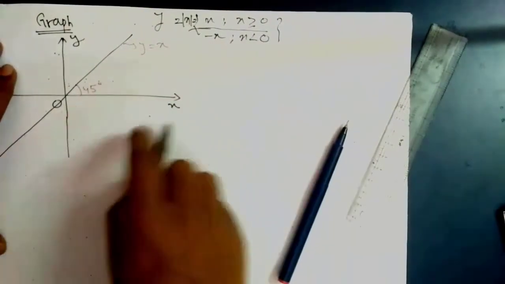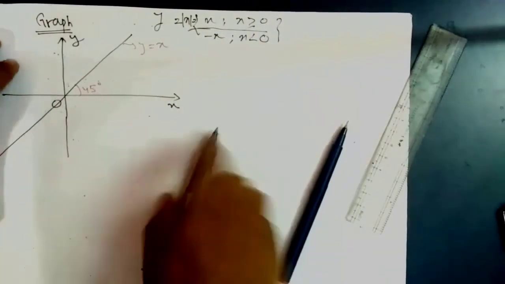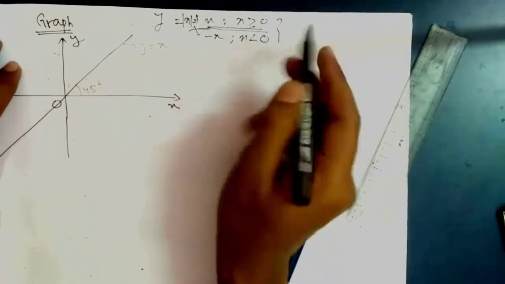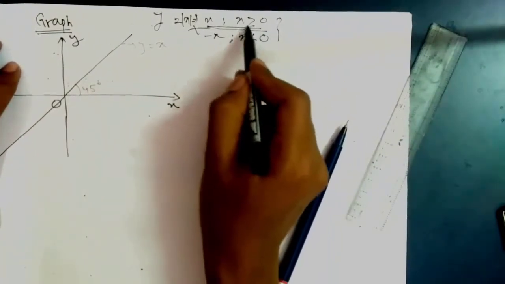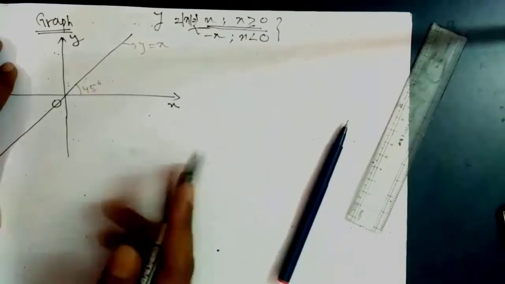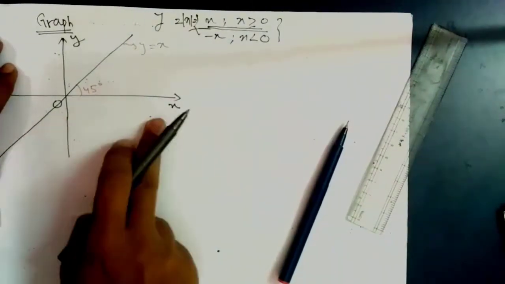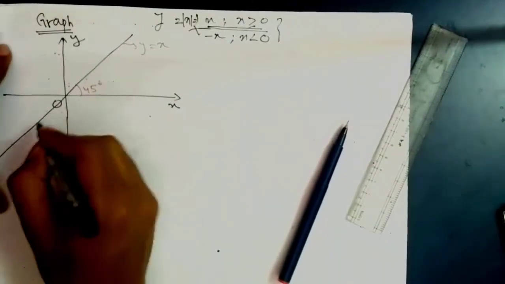But do we need the whole graph? As you can see from here, we don't need the whole graph. We only keep the part where x is greater than 0, which is the right hand side of the graph. So we don't need this part.